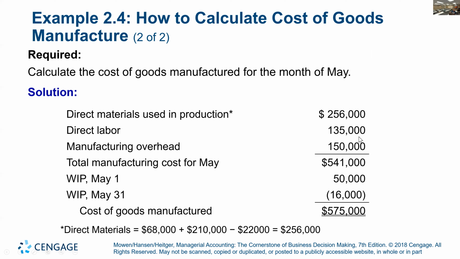The direct labor was 135. The overhead was 150. So the total cost that we put into manufacturing May was 541. There was already $50,000 in the work in process at the beginning. So our total production costs then were 591,000, but there was still $16,000 worth of costs that are not finished yet. So they'll stay in work in process while 575 gets transferred out to finished goods. That is our cost of goods manufactured.